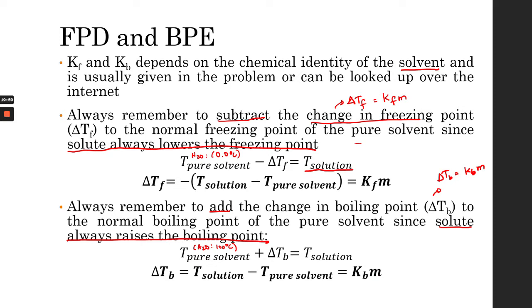Okay, so after solving for delta TF, again, let's go back here, you have to subtract this to the original temperature of the pure solvent, yung temperature na need niya to freeze, and you would get the new temperature dun sa solution. Similarly, or I mean on the other hand, after solving for delta TB, you have to add this to the boiling temperature of the pure solvent to get the new boiling temperature of the solution.